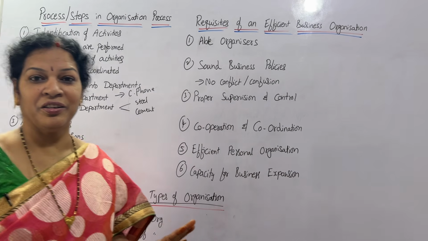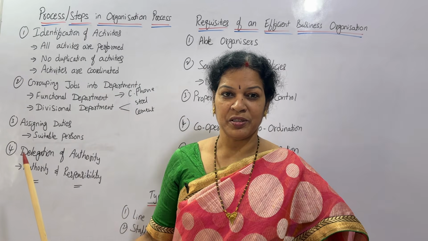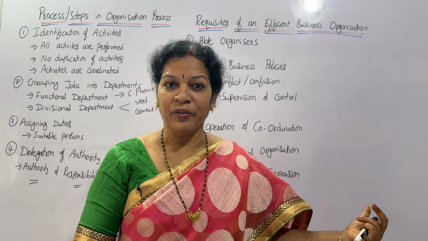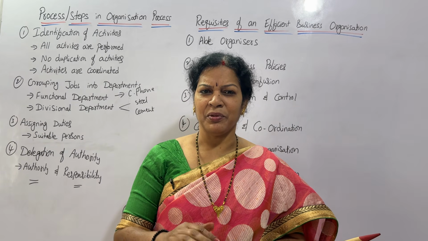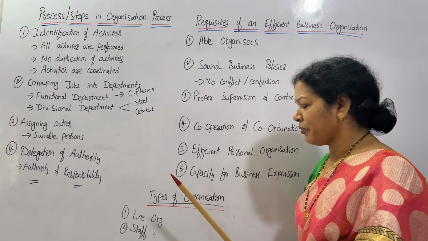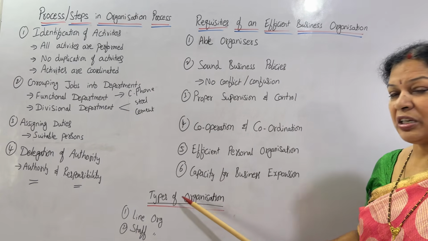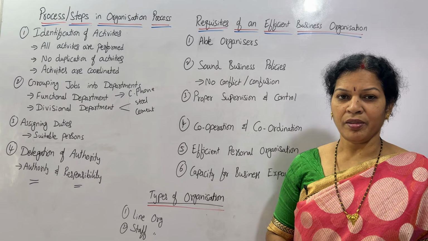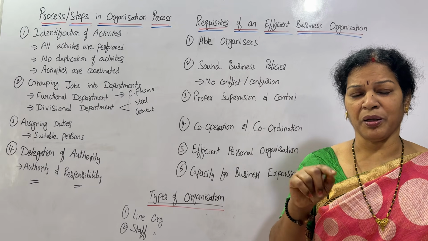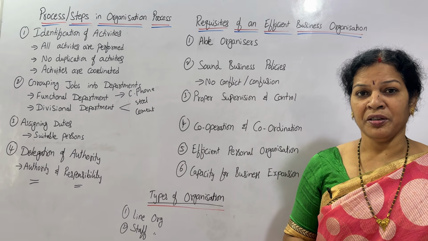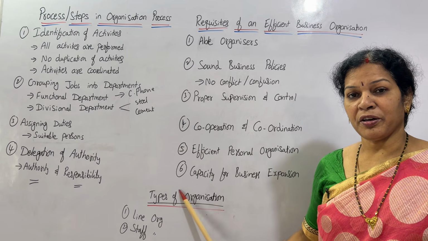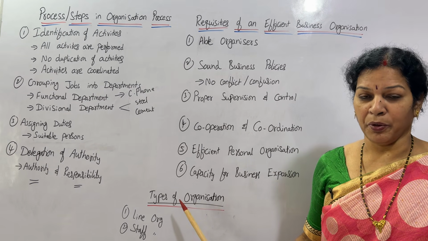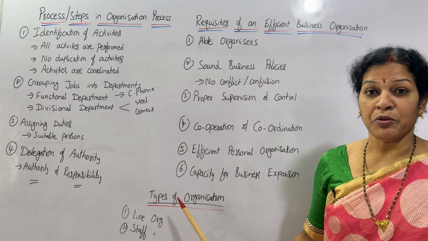Am I clear about it? We discussed the steps and also the requisites of an efficient organization. And in the coming classes we'll discuss more. One more important point I forgot to say, next class we are going to discuss types of organization. Structure-wise we discussed formal and informal organization, in the first class only. Now types of organization, this is related to the activities point of view, how to execute the activities.